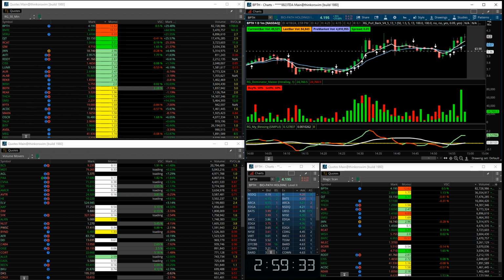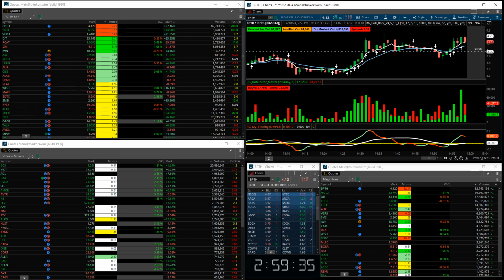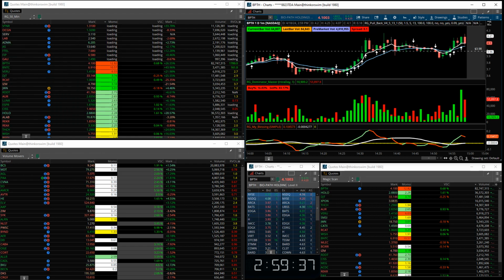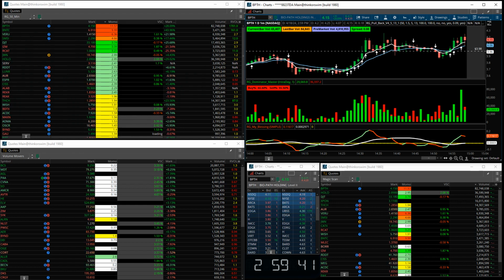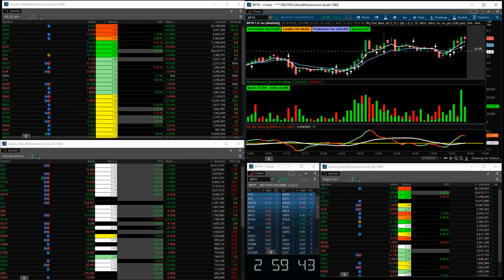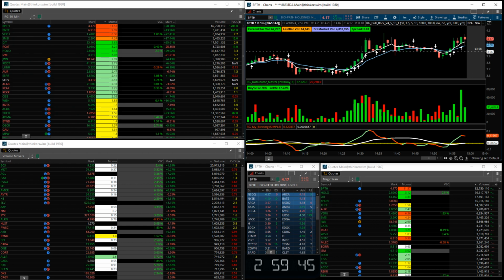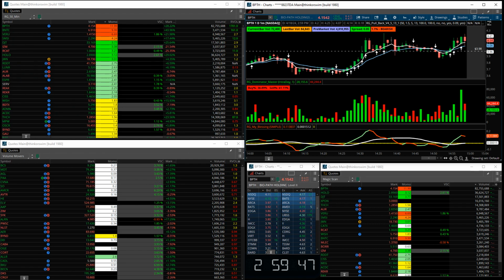So downstairs I'm using Linux Mint. It's a lightweight version of Linux. It doesn't require a lot of resources. And I only use it for trading. So it's a Linux Mint, and I install TOS on it. And of course Discord.